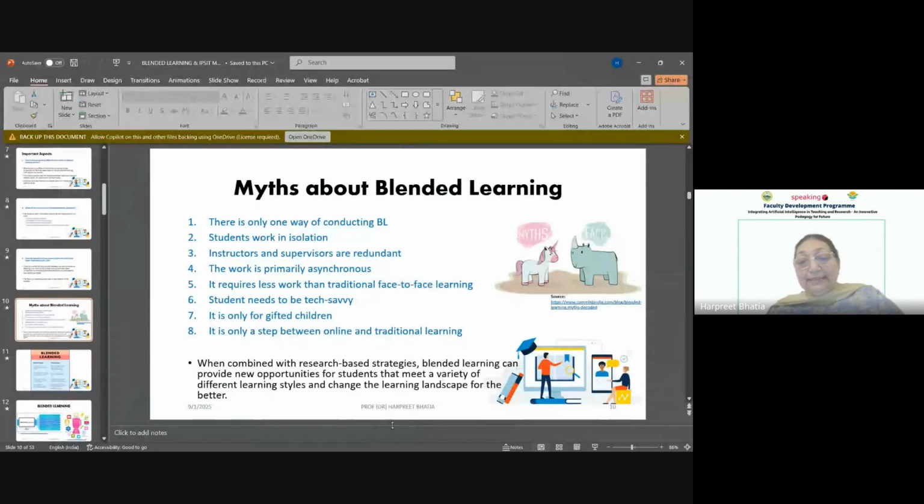When combined with research strategies, blended learning can provide new opportunities for students that meet a variety of different learning styles and change the learning landscape for the better. This is what we need to remember, that it gives a lot more scope for learning to the student. Even for students in a class of 60 or 70 or 80, it's very difficult to give attention to a single student. But when we see the different models of blended learning, we can see that we are able to focus on a group of students while the other groups are involved in something which is equally important.